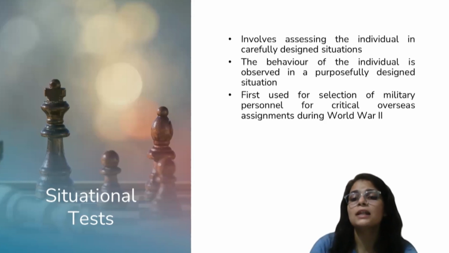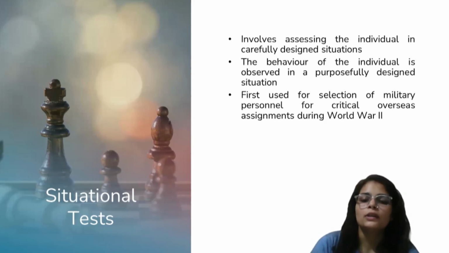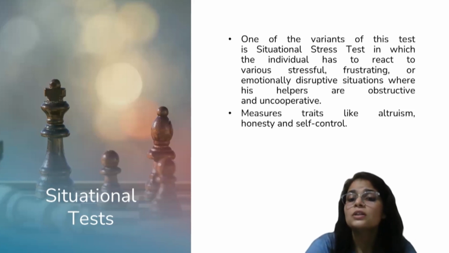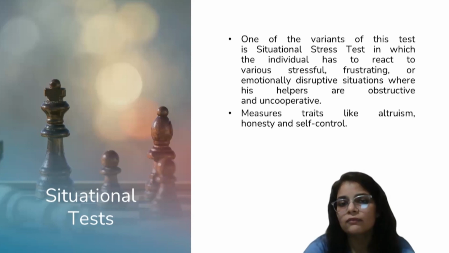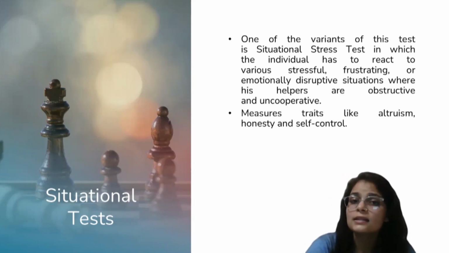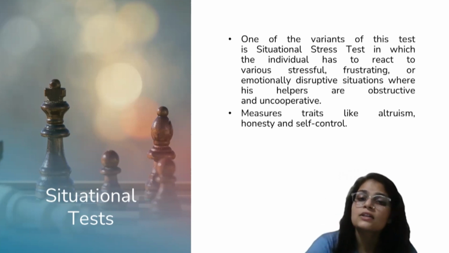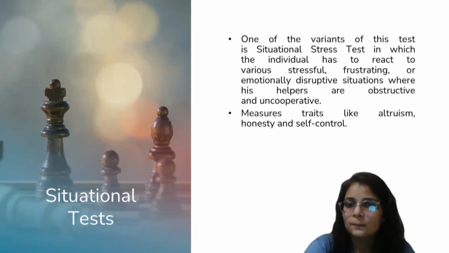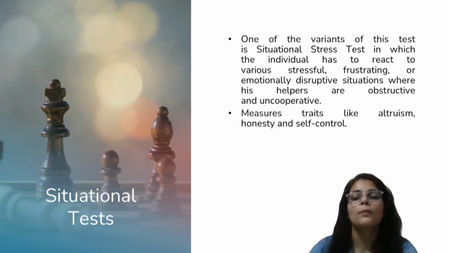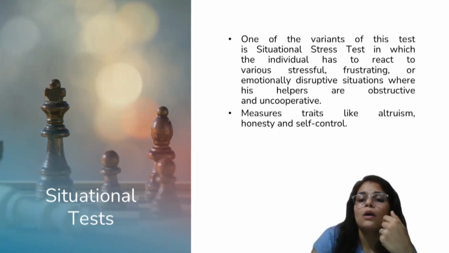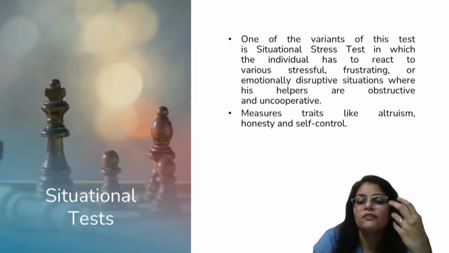It was first used for selection of military personnel for critical overseas assignments during World War II. So situational tests measure traits like altruism, honesty, and self-control. One of the variants of this test is the situational stress test, in which the individual has to react to various stressful, frustrating, or emotionally disruptive situations where his or her helpers are obstructive and uncooperative. The responses, or how the individual reacts, are recorded and then analyzed.